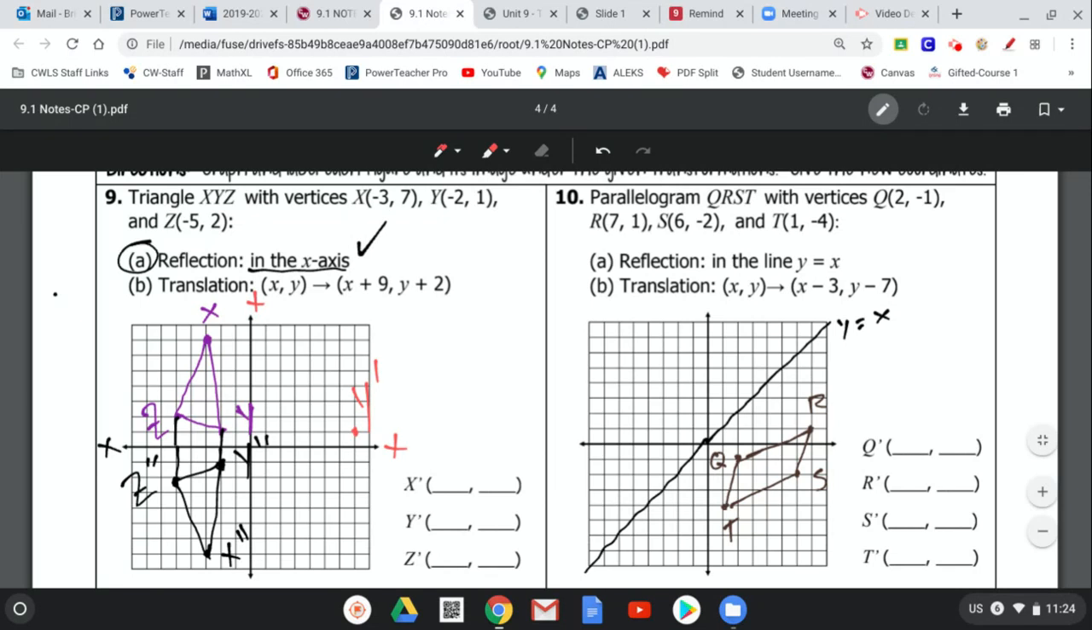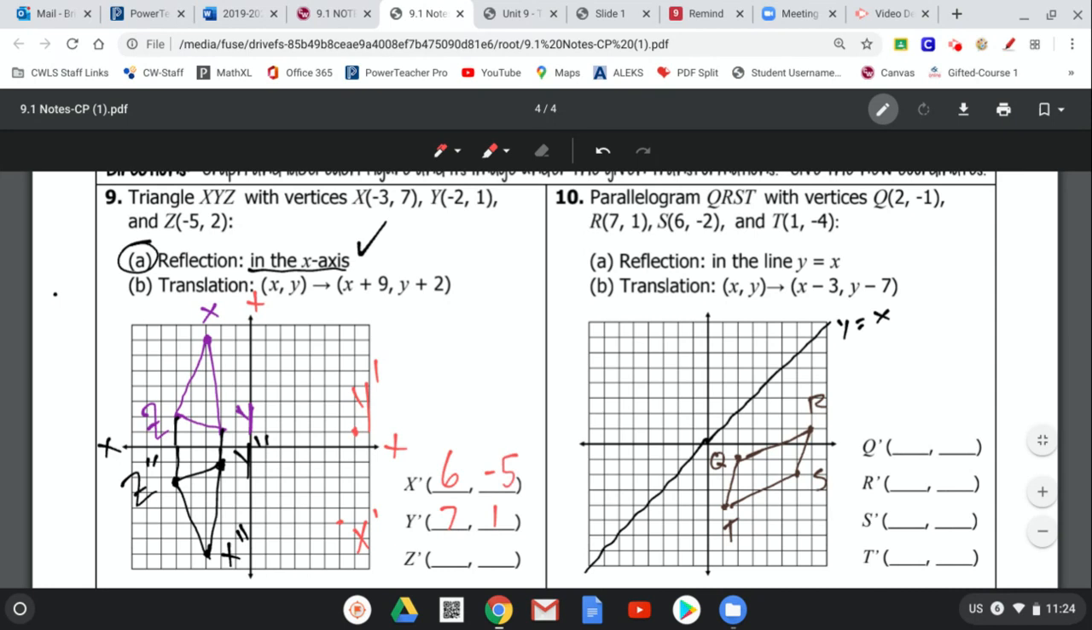So that's going to be 7, 1. For x, our x value, going over to the right 9, up 2. That is going to put us right here. So that's going to be our x prime value, and that is at the coordinate 6, -5.